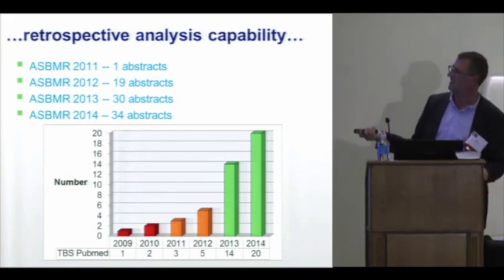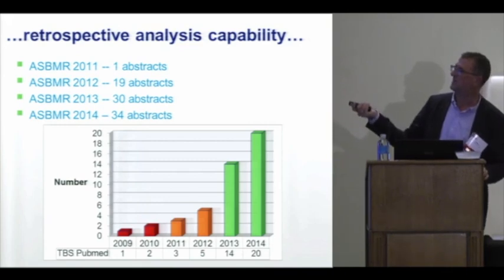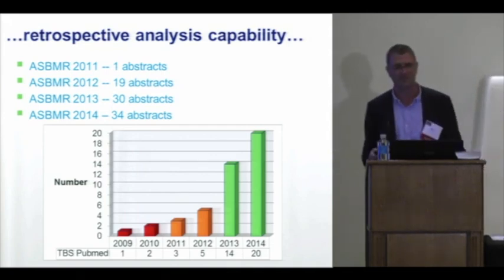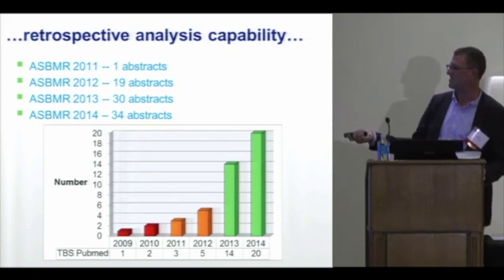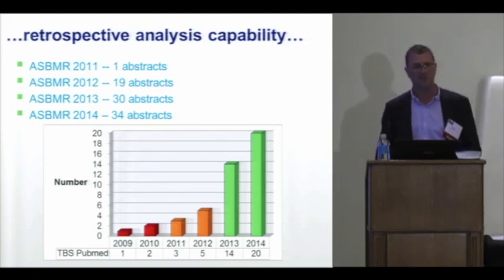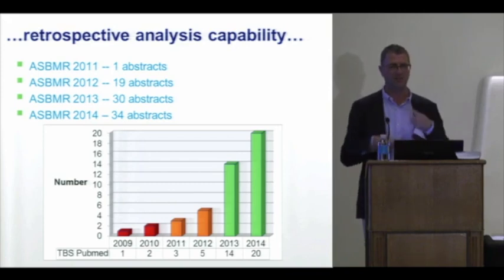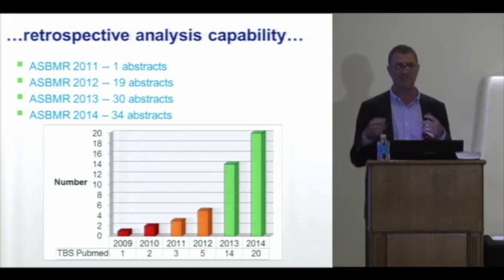So that's why, and we see that from the ASBMR standpoint, in 2011 you had one abstract, and you have 19, 30, 34 this year. I counted yesterday morning. So you have an increase, and in terms of publication, the same. You have an increase because a lot of people are putting out their study and redoing it. So that's why we can just test whether or not it's of added value.